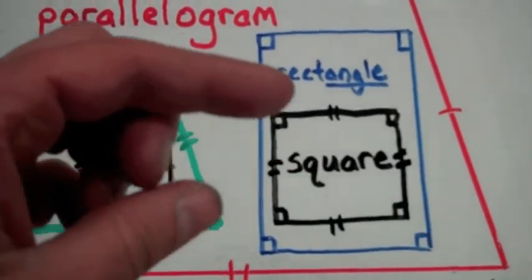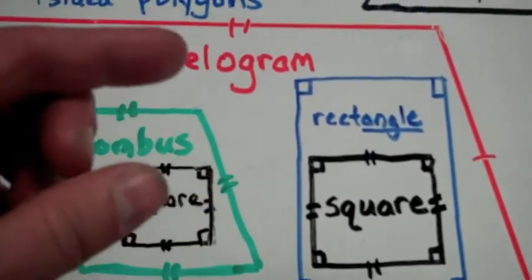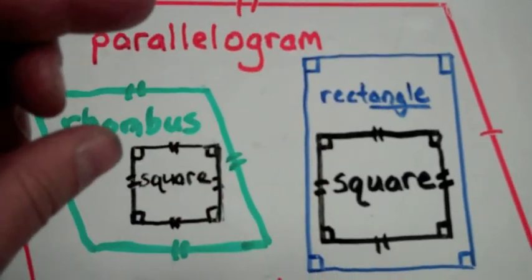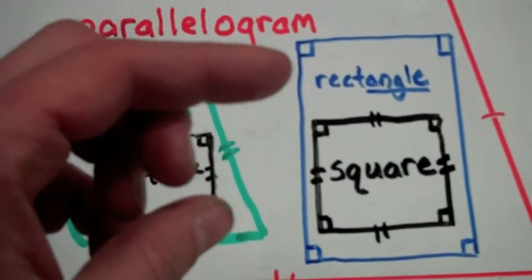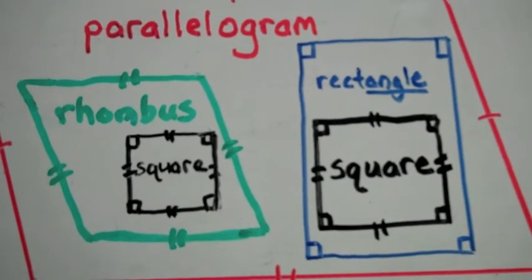Okay? You could say that a square is a rectangle. You could say a square is a parallelogram. You could say that a rectangle is a parallelogram. A square is always these things, but a parallelogram doesn't necessarily always have to be a square, or a rectangle doesn't always have to be a square. So you see how that works there?